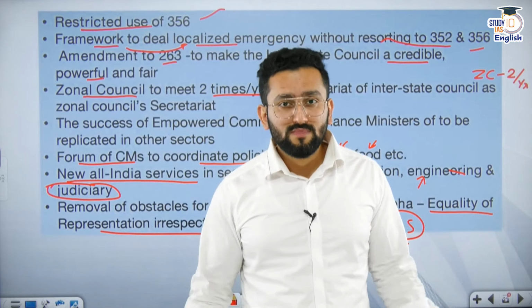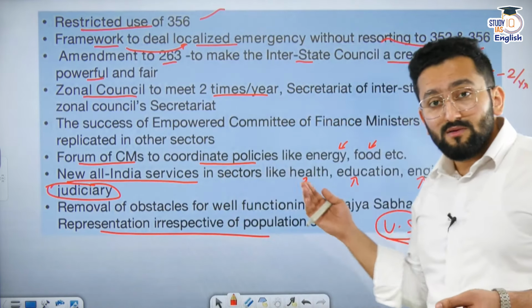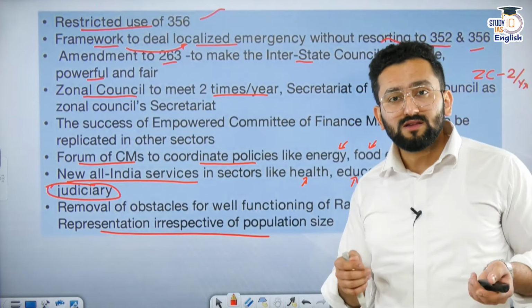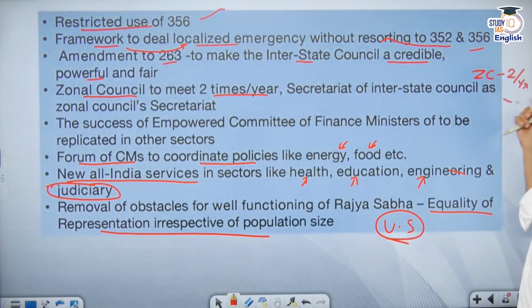Why? Because we have not discussed. This particular body has not been in the news for some achievement for many years. Zonal councils to meet 2 times at least per year.